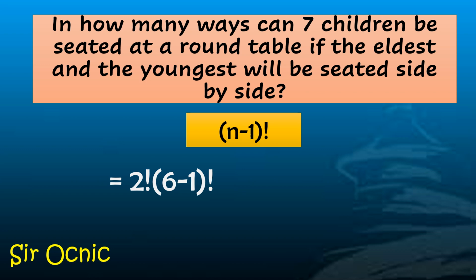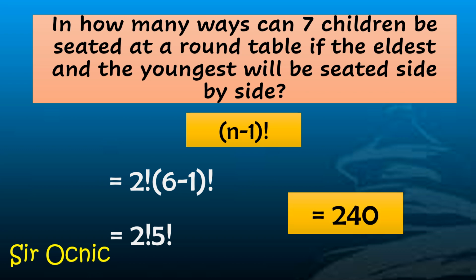And we need to multiply by 2 factorial simply because the positions of the eldest and the youngest can be interchanged. So this one is the same as 2 factorial times 5 factorial. 2 factorial is 2 and 5 factorial is equal to 5 times 4, 20 times 3, 60 times 2, 120. So 120 times 2 is equal to 240.